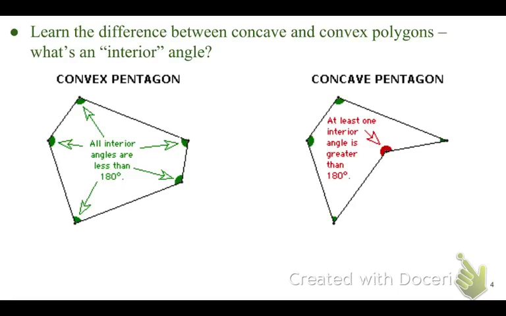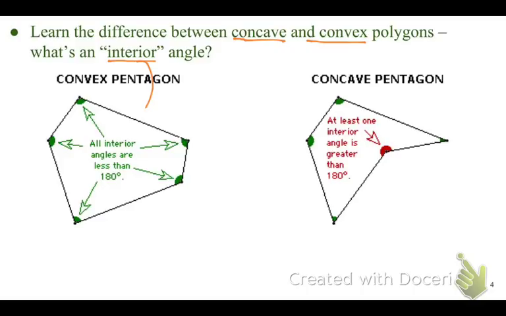Okay. So we're going to learn the difference between concave and convex polygons. But first we need to understand what an interior angle is. And I'm pretty sure you already do from the triangle work. But just to be really clear, the interior angles of a polygon are the ones that are on the inside.